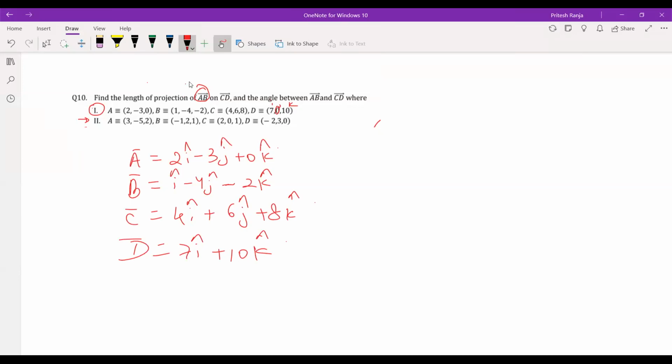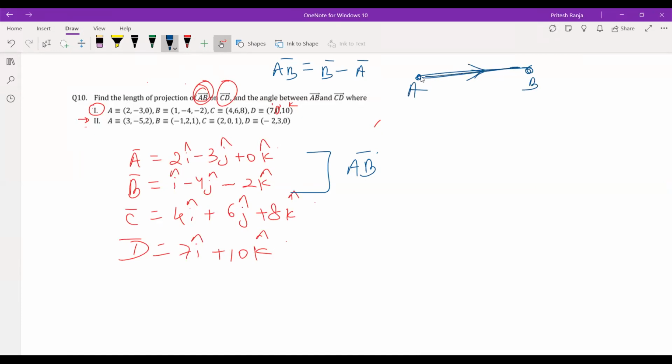The question is find the length of projection of AB on CD. So first find AB vector. AB vector means, as we have seen just now, it is B vector minus A vector, right? Because this is A, this is B. AB vector is representing this vector. So that will be final minus initial. So what is final? B vector minus A vector. I'll just do one part. So AB vector, just do B minus A. So you'll get i cap minus 2i cap. What we will get? Minus i cap.